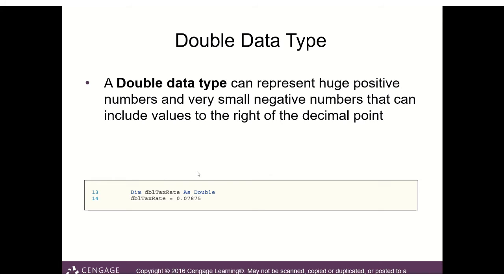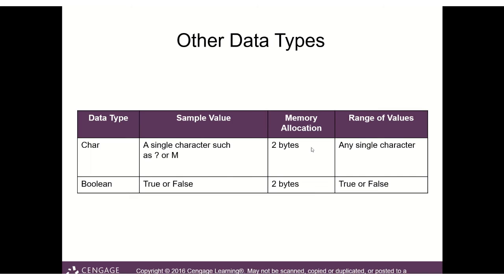So you can put it as this one. This is the example, line number 13 and 14, for example, from some program. They have screenshotted it, but it's like this. There can be other data types as well, like character, char, a single character such as question mark or M or A, B, whatever it is. The memory allocation is just 2 bytes and any single character.